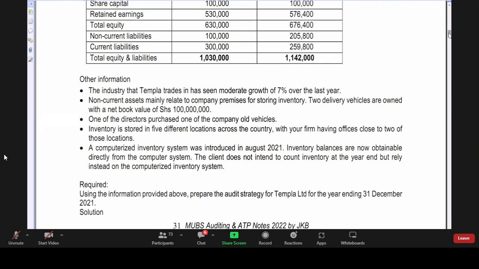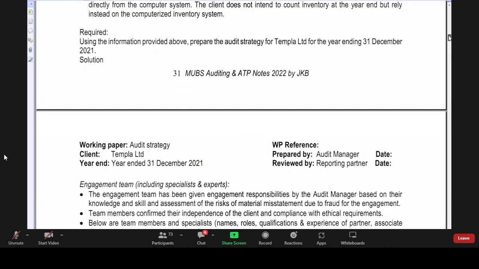Anyway, you're required, using the information provided above, to prepare an audit strategy for Templar for the year ended 31st December 2021. So we're going to look at this together. Can a risk of omission and commission apply? Yes, very much so. When you omit, you are understating your inventory. When you commit, you are overstating your inventory.